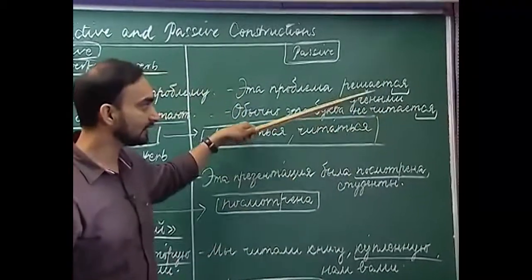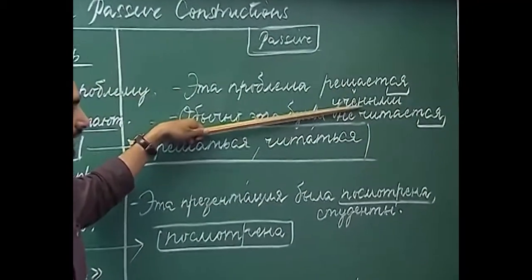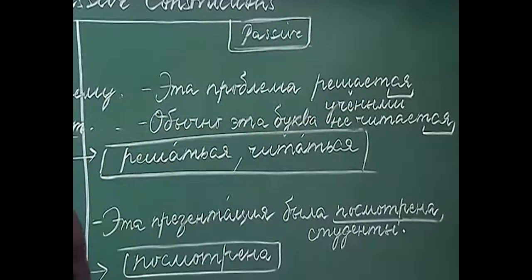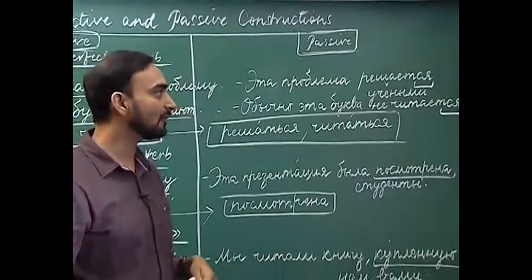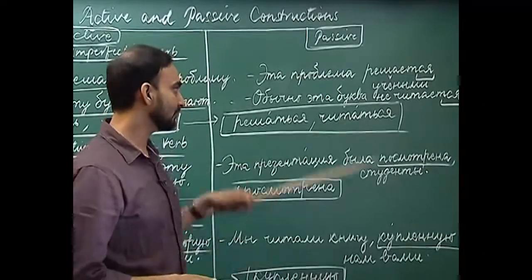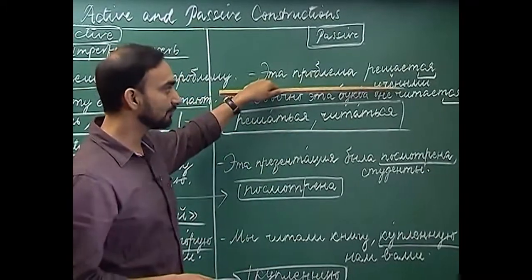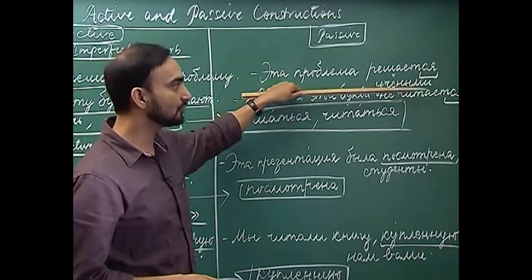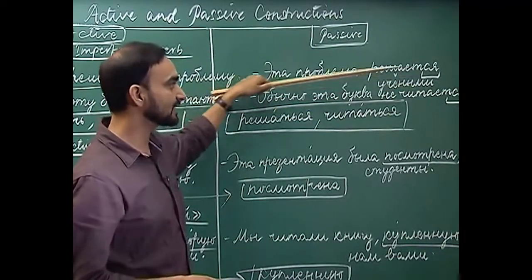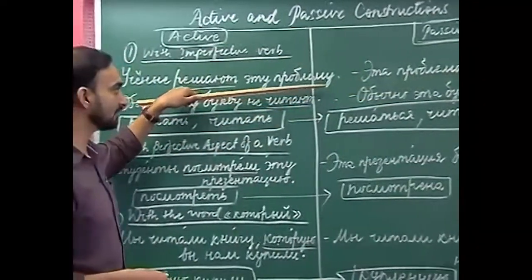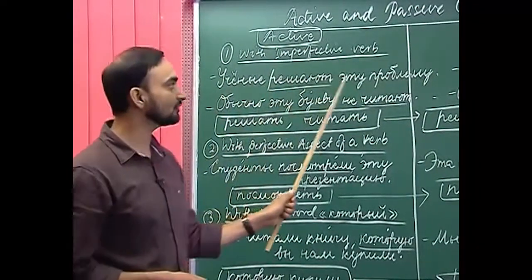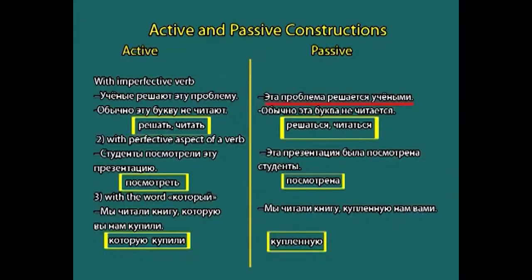Because, as we have discussed, uchyonimi is in the instrumental case. The performer of the action is always put in the instrumental case. That is why we have changed uchyonia into uchyonimi. So, eta problema rishayatsa uchyonimi. This is the passive construction of the same active construction, uchyonia rishayat etu problemu. So, this problem is being solved by scientists.